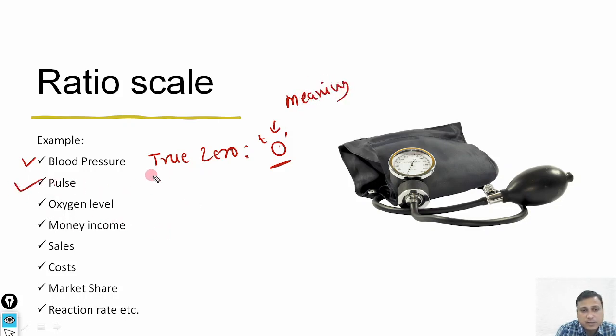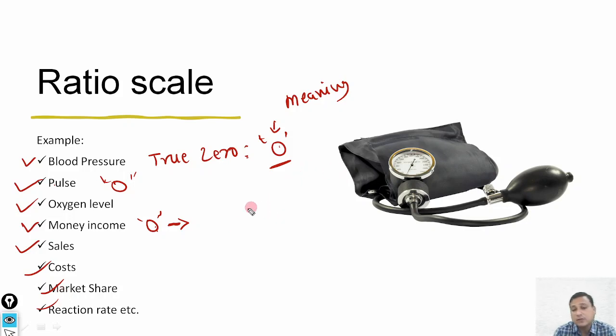Again, pulse. When I am saying that there is zero pulse, it means there is no pulse. It means that person has died. Oxygen level. We all have used oximeters during the COVID pandemic, correct? So when we are using the oximeter, it shows us different numbers. They are a kind of ratio scale. If it is approaching towards zero, it has some meaning. Money income. If there is a zero money income with some respondent, it means he has no income. It has some meaning. Sales, cost, market shares, reaction rate. So they are examples of the ratio scale.